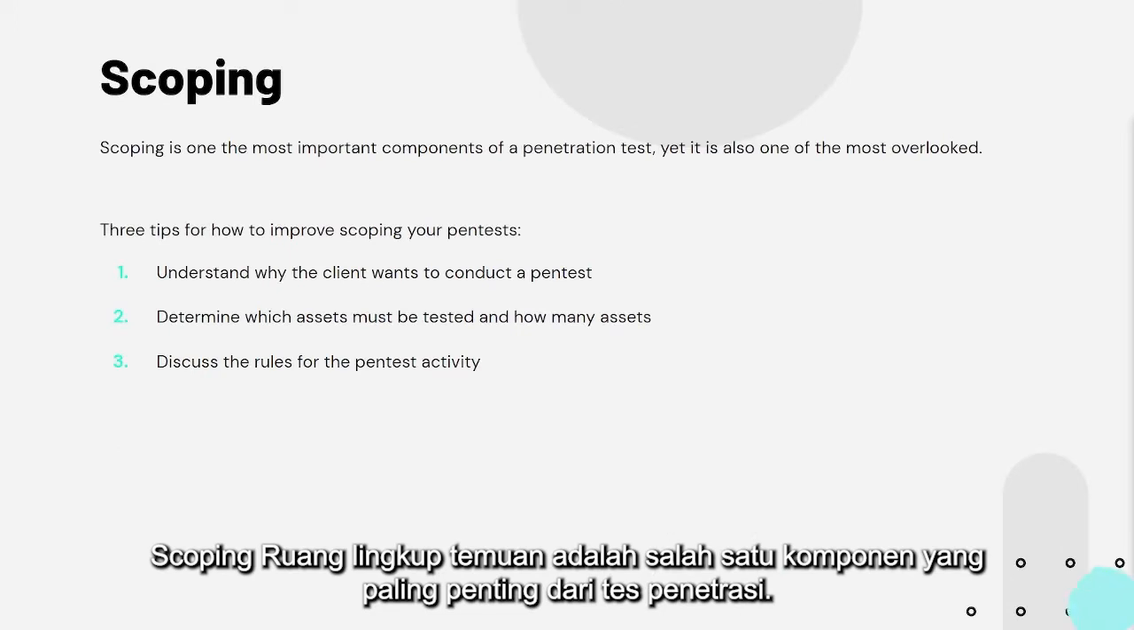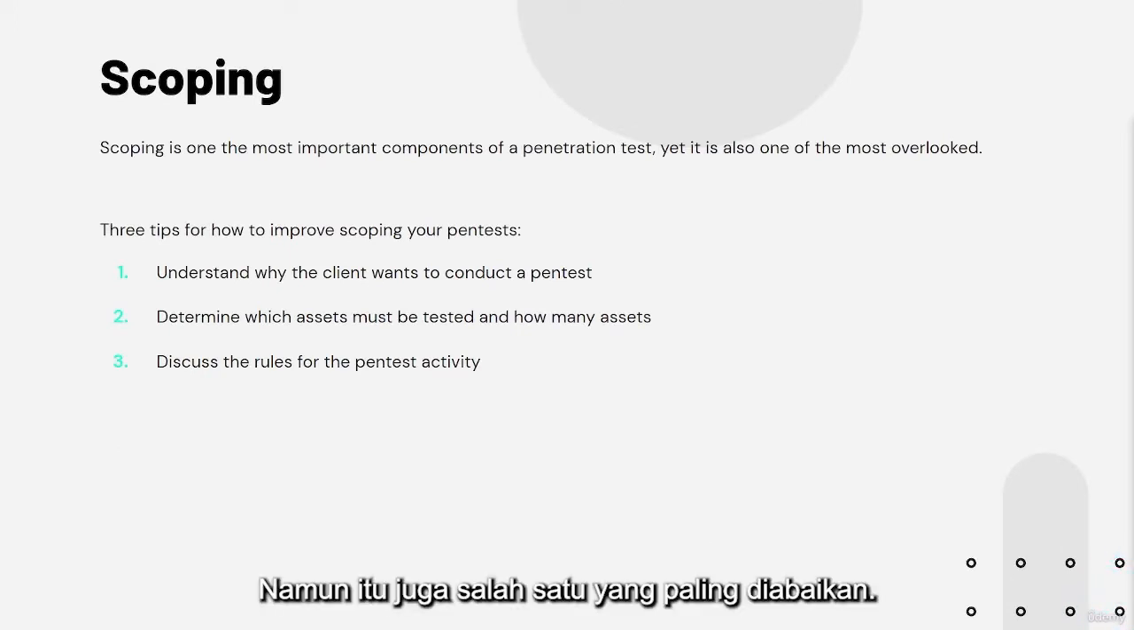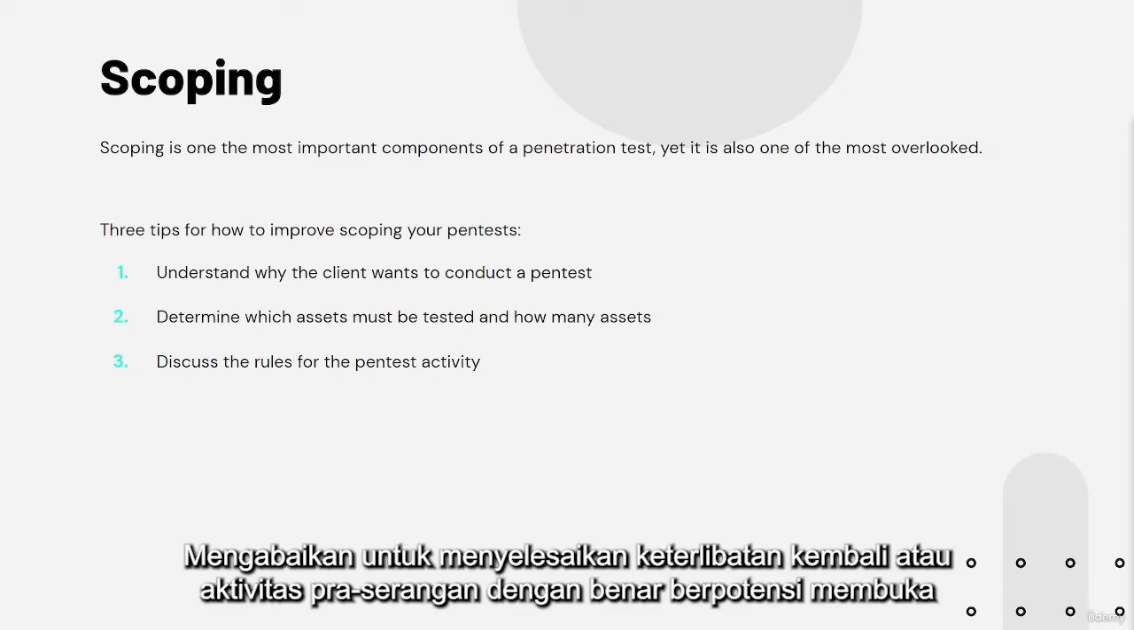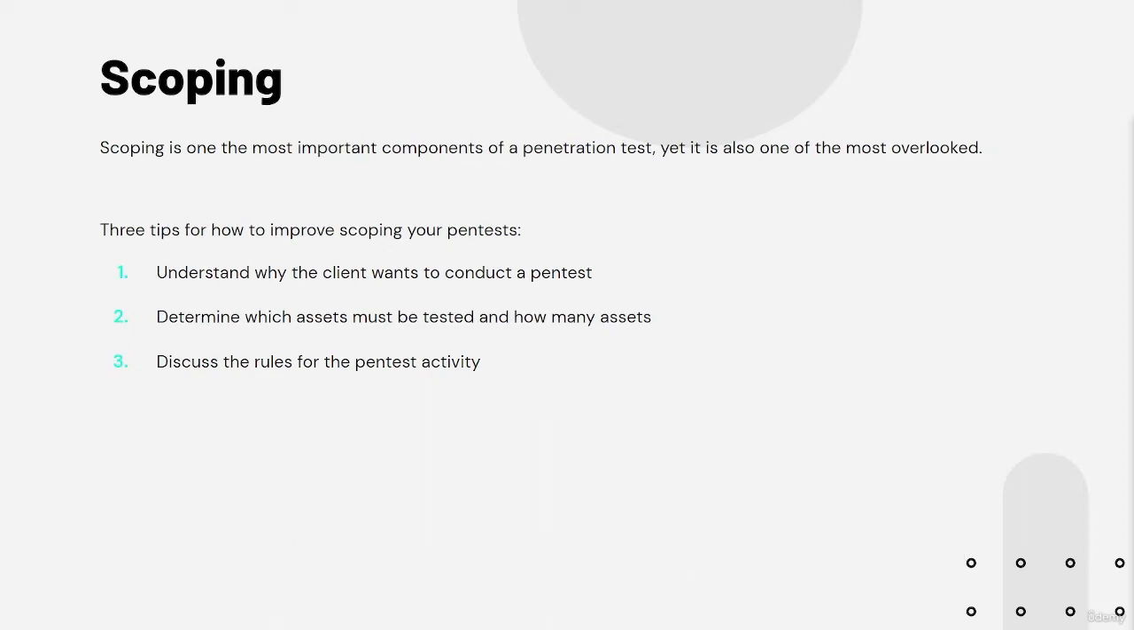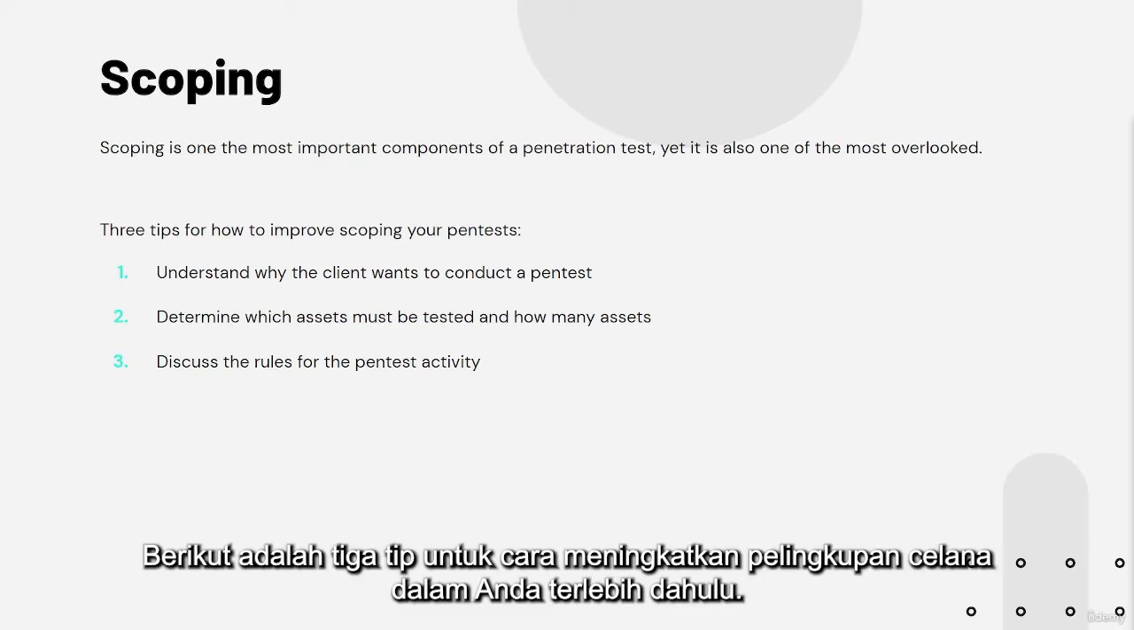Scoping. Defining scope is one of the most important components of a penetration test, yet it is also one of the most overlooked. Neglecting to properly complete pre-engagement or pre-attack activities has the potential to open the penetration tester or his firm to a number of headaches, including scope creep, unsatisfied clients, and even legal troubles. Here are the 3 tips for how to improve scoping your pen test.